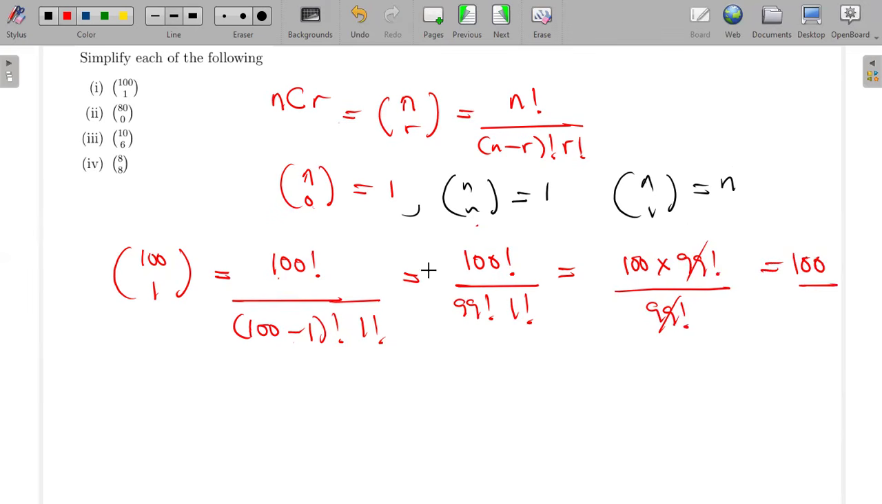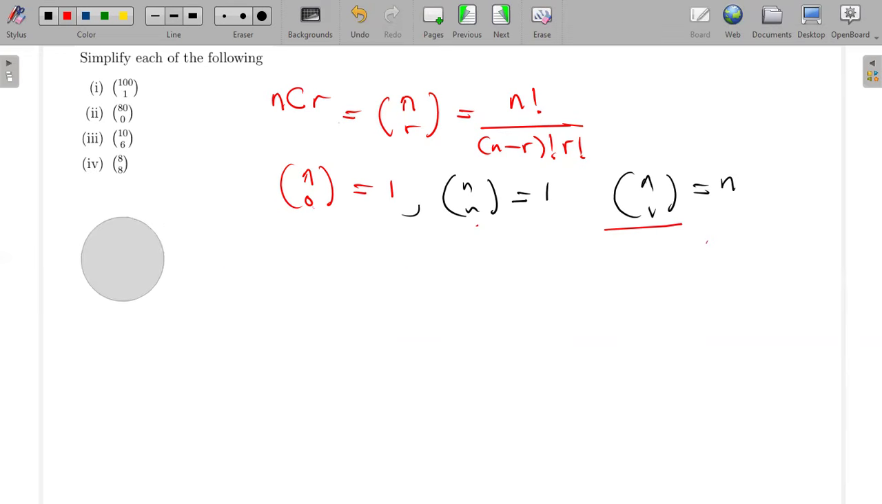Okay, so you have 100, which then proves this last part here, because we said n choose 1 is just going to give us n. And so we see here we have 100 choose 1, so we ought to know that that's just going to give us the 100, which we have gotten from our result here. Okay, let's proceed to the next one.